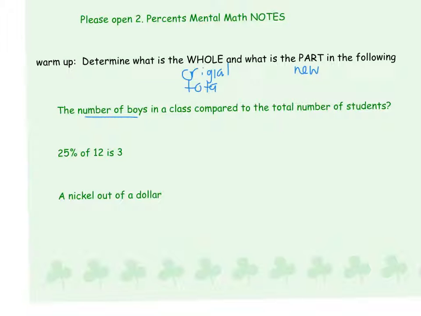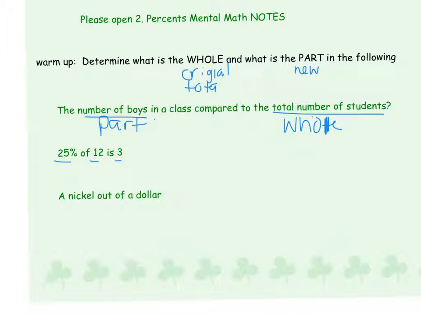So the number of boys in a class compared to the total number of students. What is the whole and what is the part? Well, the number of boys compared to the total, this would be the whole thing. That's the whole number of students, where the number of boys is the part, because it's just part of the class. The boys are just part of the class.